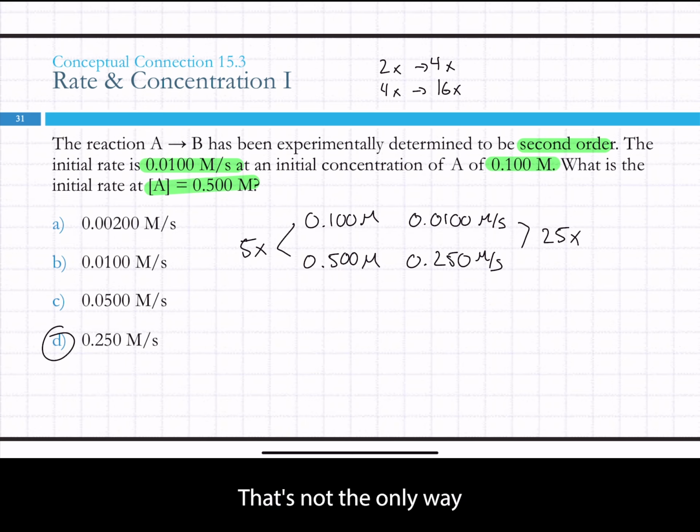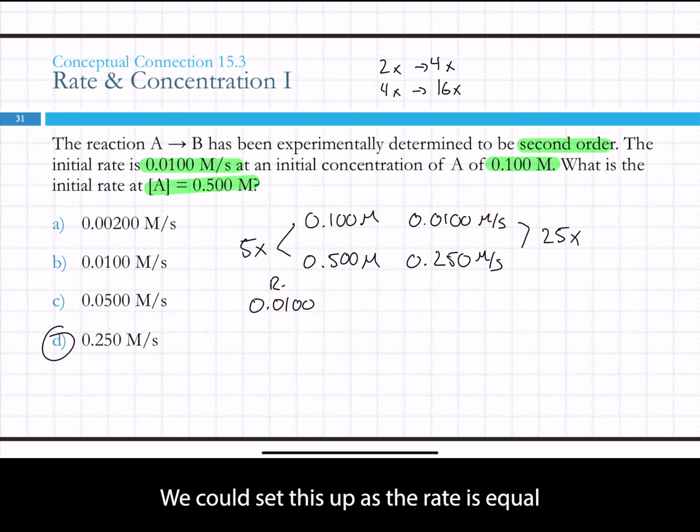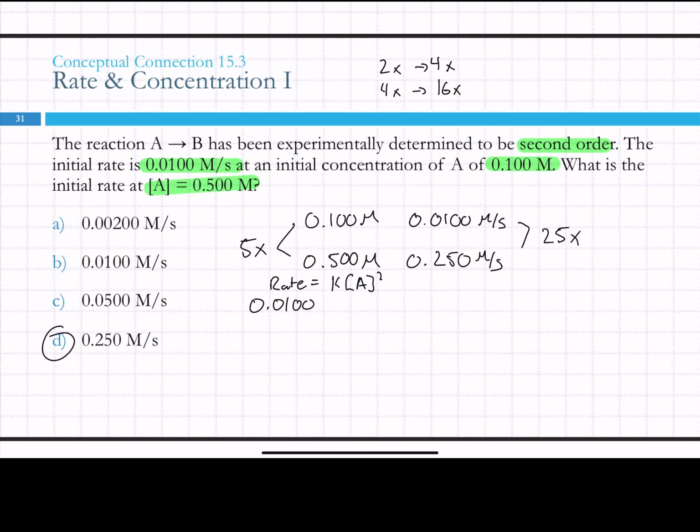That's not the only way to solve this problem. It's not the only way to solve this. We could set this up because we know the rate. We could set this up as the rate is equal to K concentration of A squared. And because we have an initial rate and we have an initial concentration, we could figure out what K is. And then once we have K, we could plug in our new concentration and figure out what the new rate is.